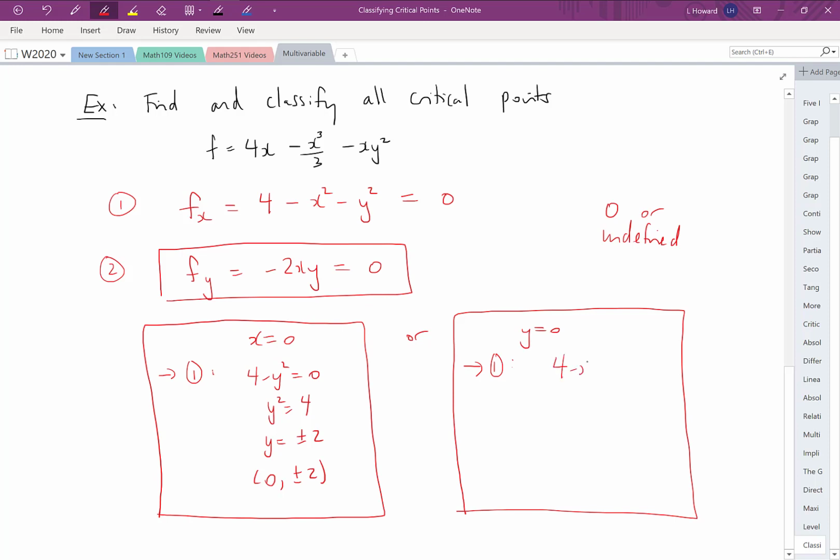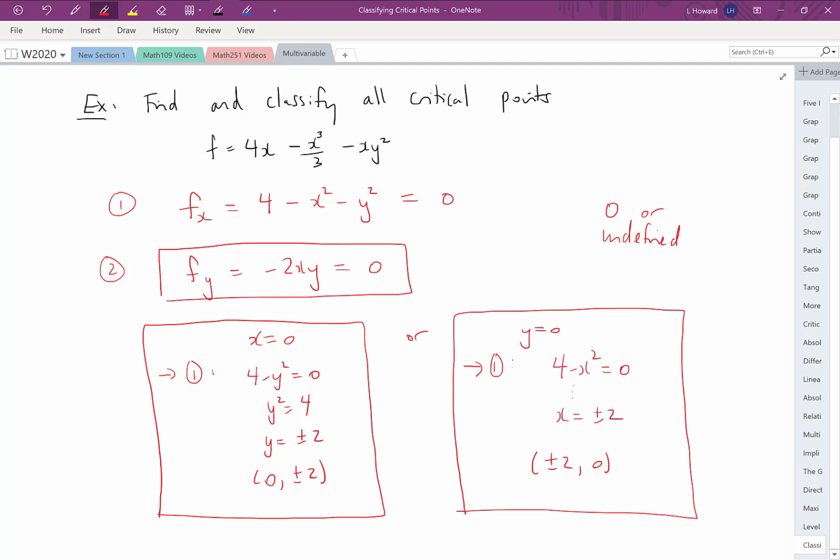That means 4 minus x squared could equal 0. And going through a similar kind of reasoning as what we just did, we could figure out that x equals either plus or minus 2. So that gives us 2 more critical points, plus or minus 2, 0. Okay, so now we've got 4 critical points, and this is the exciting part of this problem.